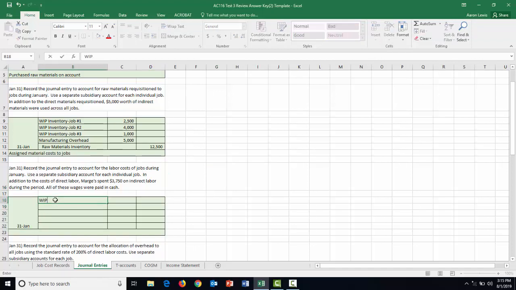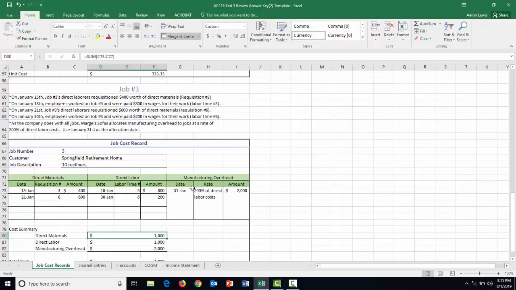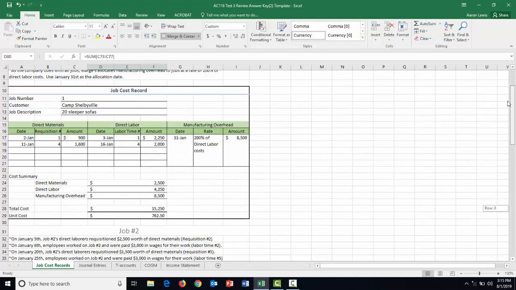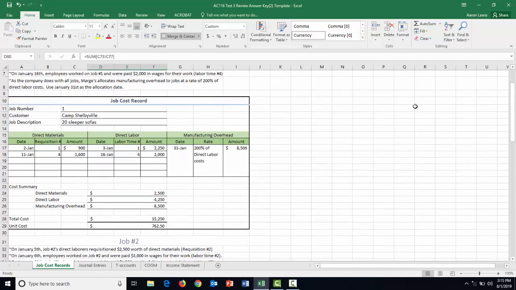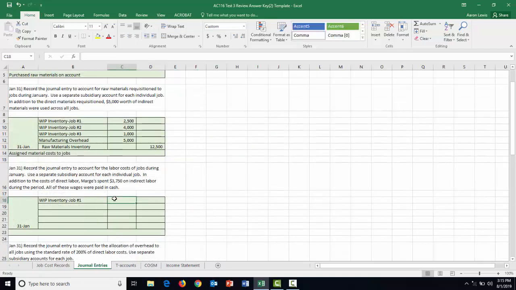Let's start with the same work in process inventory account we had above for job number 1. If we go to our job cost record, we can figure out what our amount of labor cost was for job number 1. So we scroll up, we find job number 1, and our total labor cost for job number 1 was $4,250. So we go to our journal entry, and we fill in that $4,250.